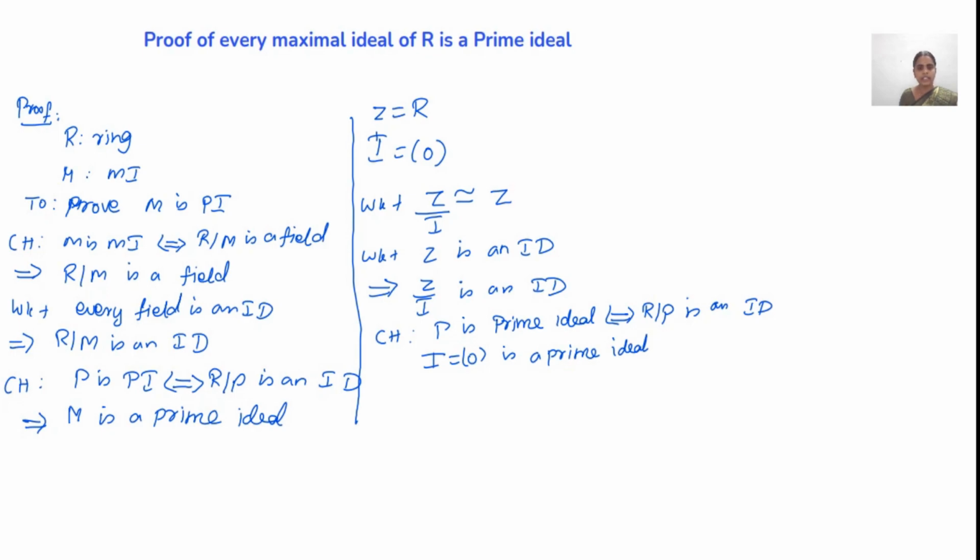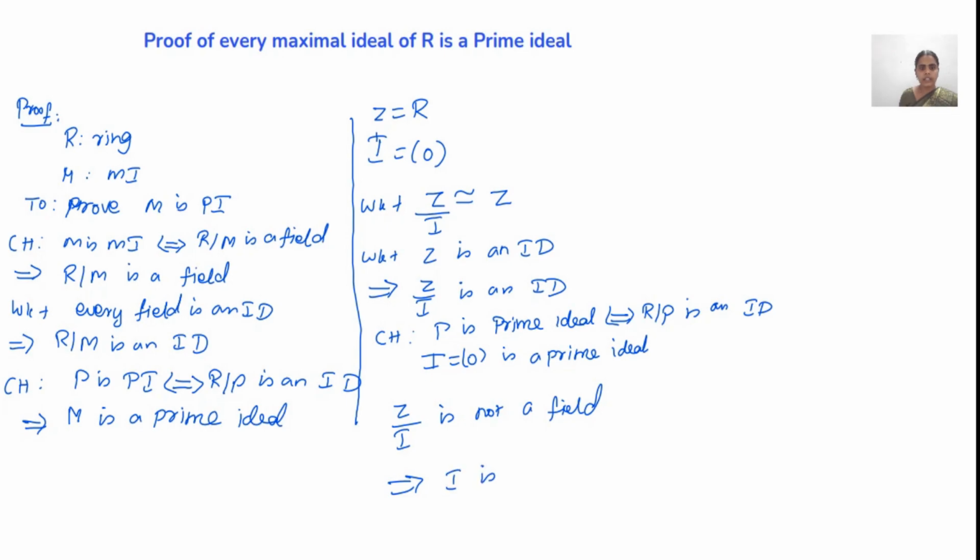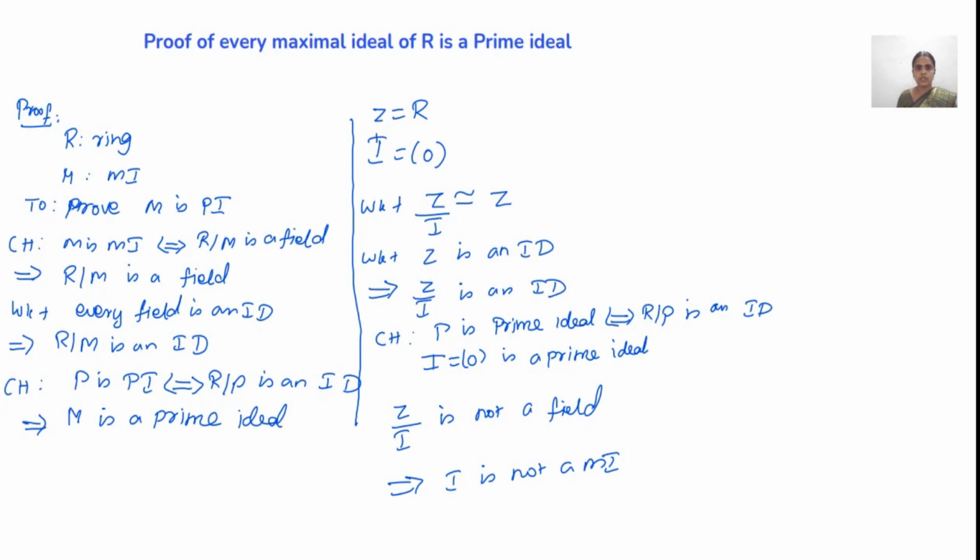Now check whether it is a maximal ideal or not. Here Z by I is not a field. This gives us that I is not a maximal ideal. So here we have provided an example that I is a prime ideal, but it is not a maximal ideal. So the converse need not be true.